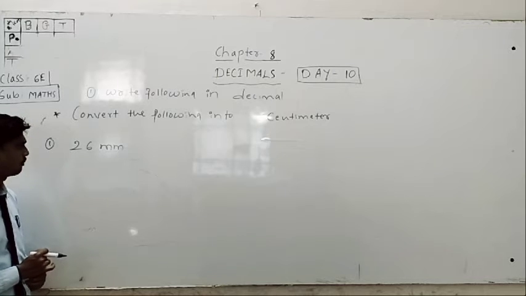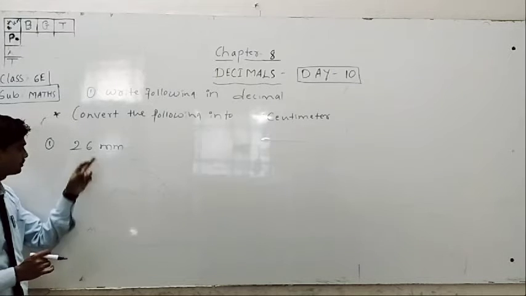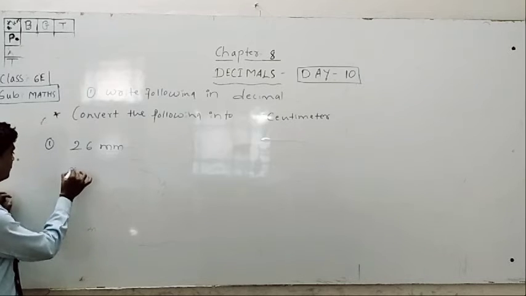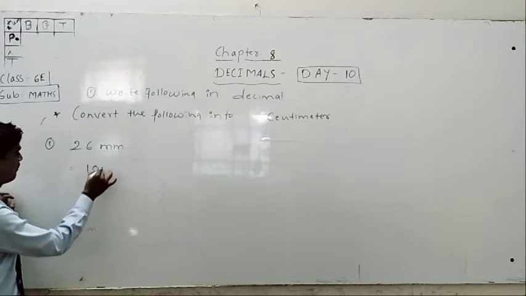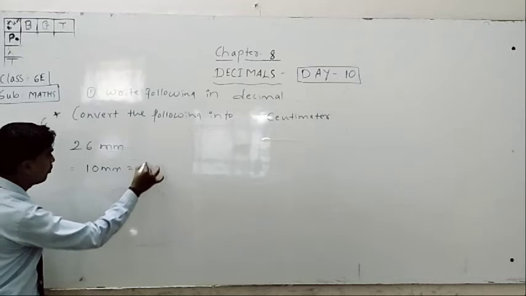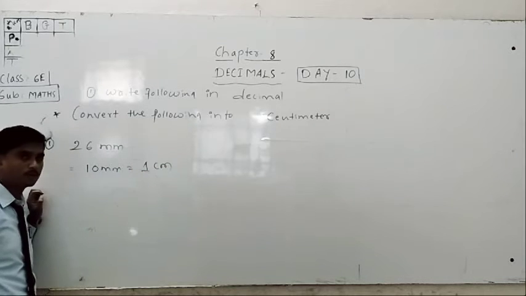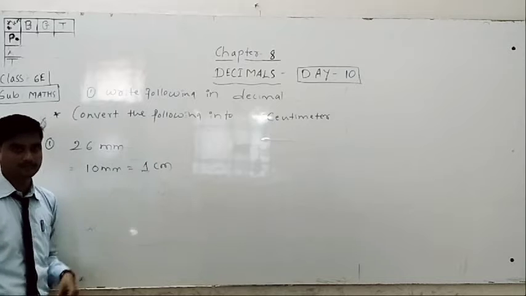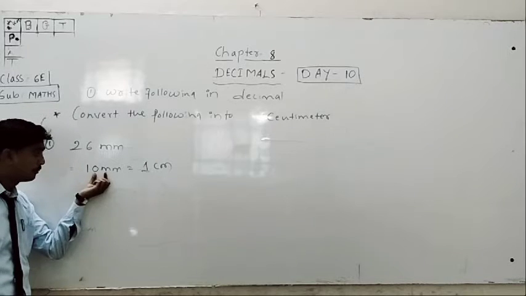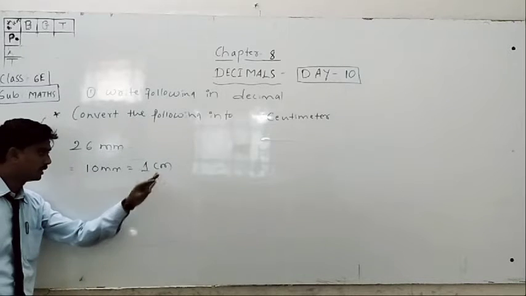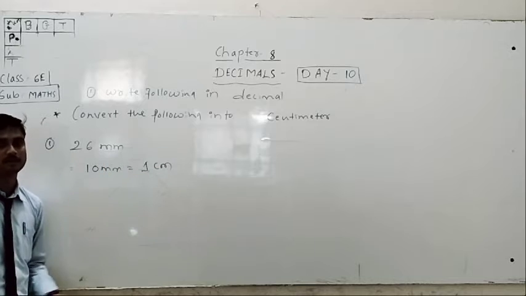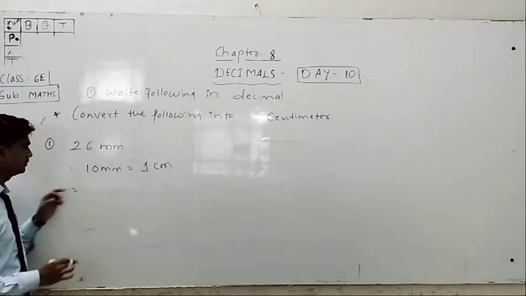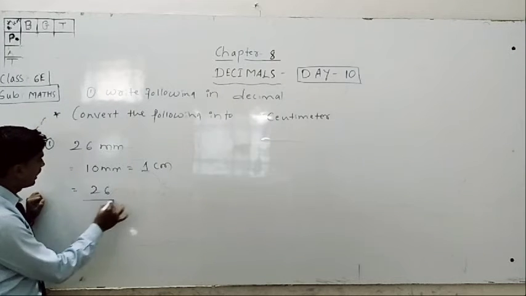Before that you have to understand, 26 mm is there, then 10 mm equal to 1 cm. Understood? 10 mm equal to 1 cm. 10 mm should be equal to 1 centimeter. Understand? Then 26 by 10.